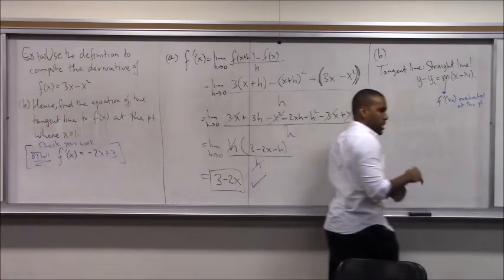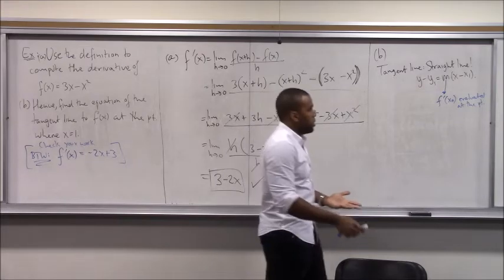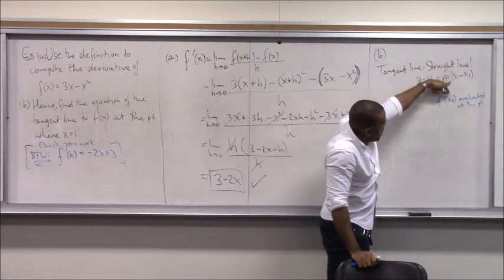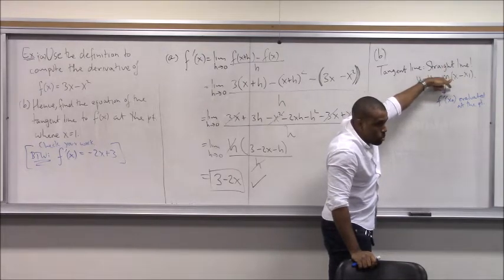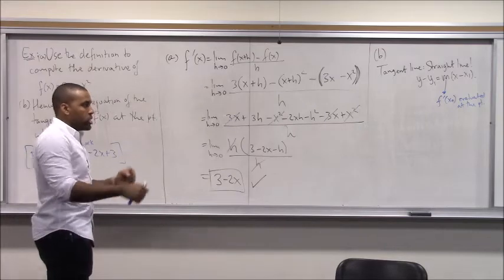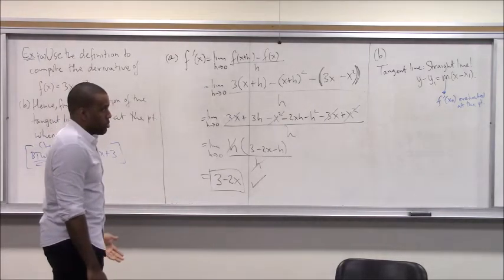Right? The tangent line is just a straight line. The only difference, the thing that makes it special, is that the slope you're looking for is found via the derivative evaluated at the point. So you don't need two points to find that slope. You just need the derivative. That's what makes it a tangent line.